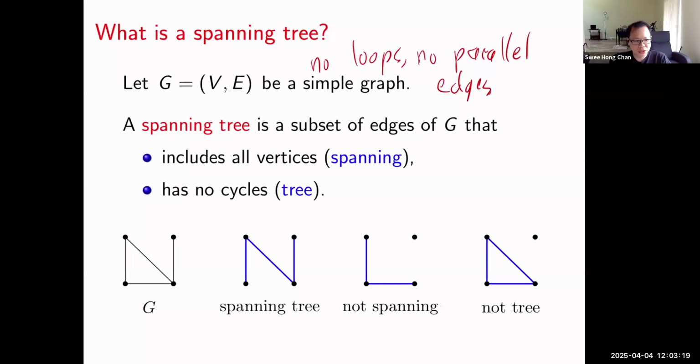A spanning tree is a subset of edges of the graph that is both spanning and a tree. By spanning, I mean that it includes all vertices, and by a tree, I mean that it has no cycle. So for example, let's say G is our graph here. This second picture is a spanning tree. The third picture is not spanning because it doesn't include this vertex. And the last picture is not a tree because it has a triangle, which is a cycle.